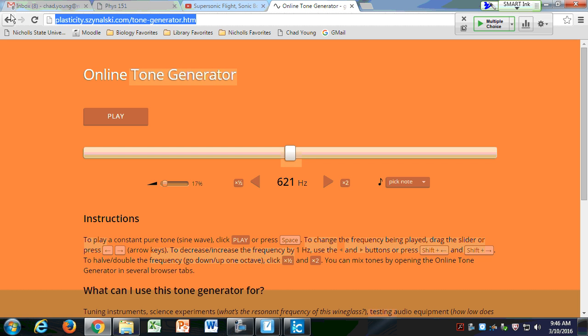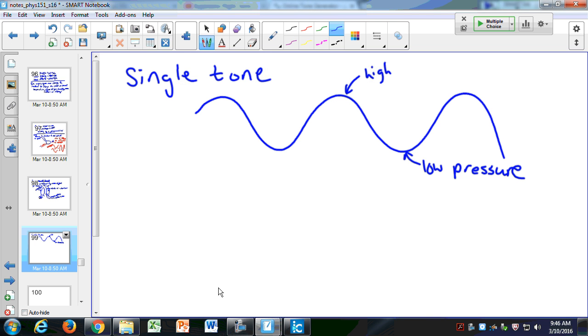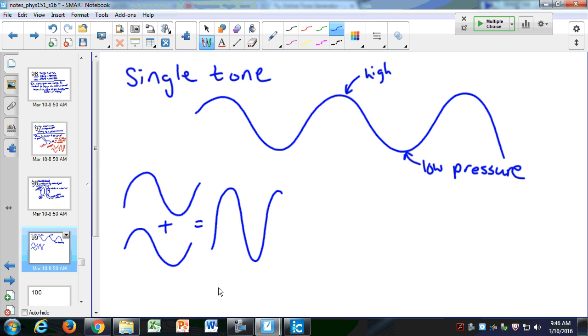Now, we can also get more complicated tones, which is like our voice, music. Those tones are very complex because you have a whole bunch of different sounds of different frequencies that are coming together. And just like with the killer whales, you remember, we had two waves that added up, and we got a wave with a really big amplitude. They interfered with one another.